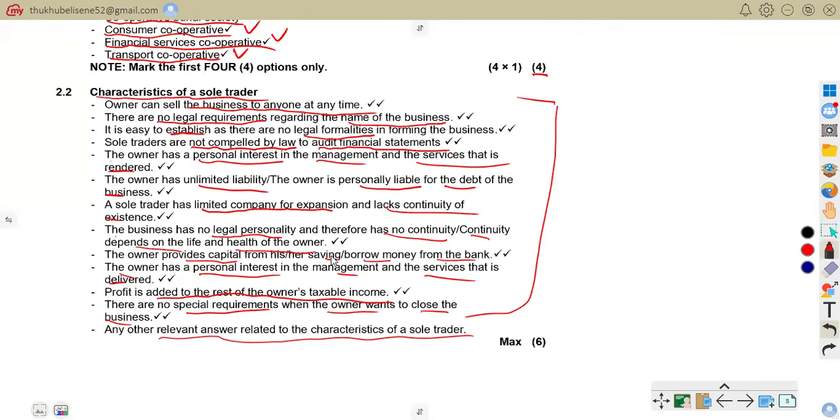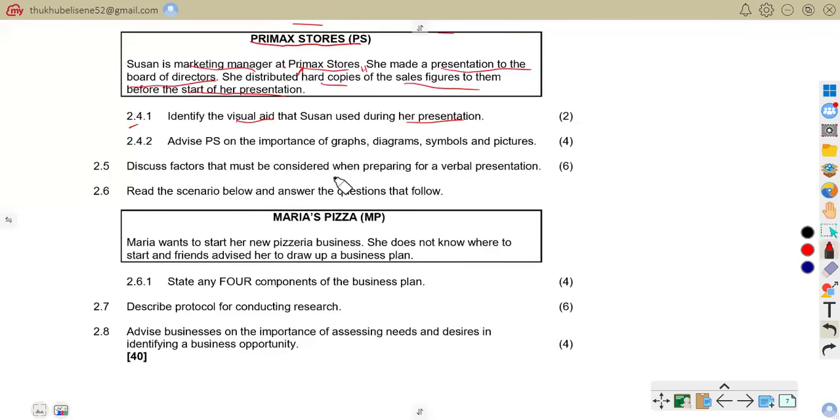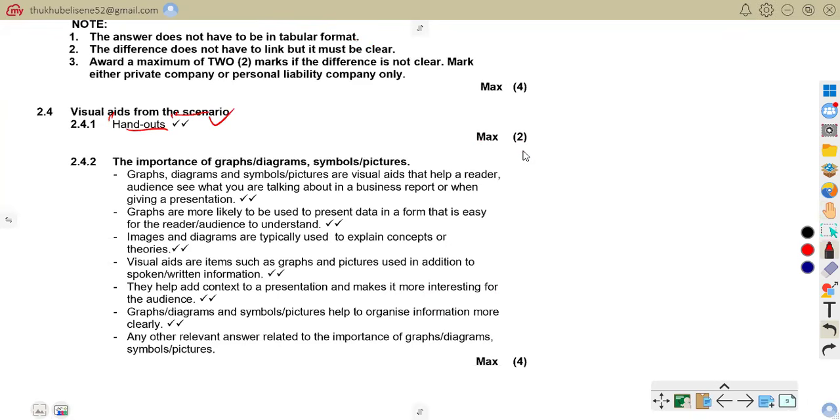Now let us go to 2.4.2. We have said here these are the handouts because she distributed hard copies. So now 2.4.2: advise Primex Stores on the importance of graphs, diagrams, symbols, and pictures. Let's quickly go to the answers. Here we are.